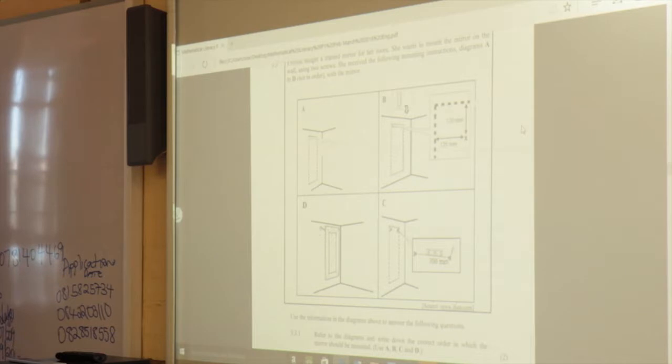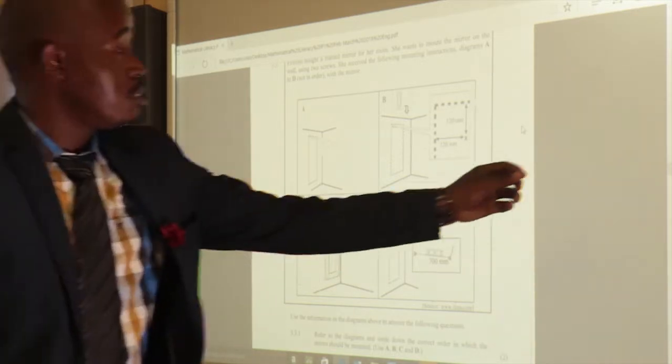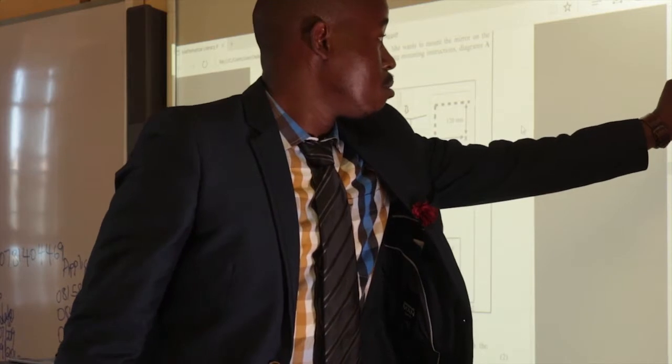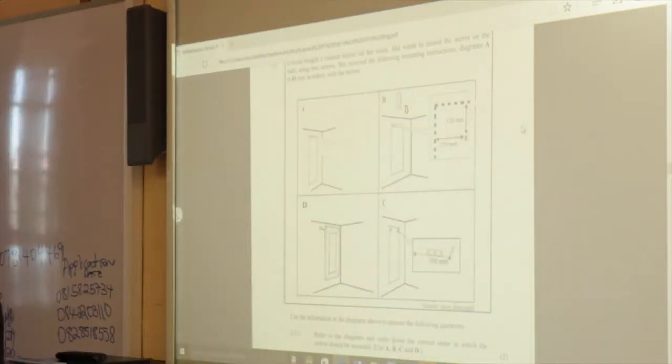What is our first picture, or what is our first diagram? But please ensure the mic is turned on before answering the question.